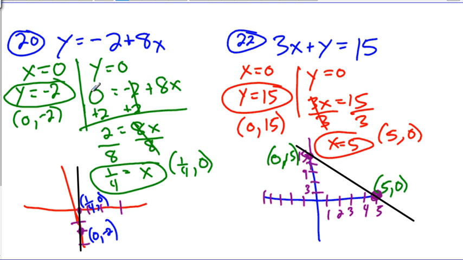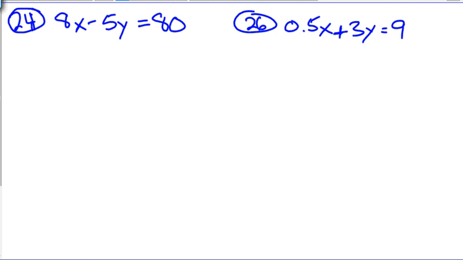Okay? Same process over and over again. Let x equal 0, let y equal 0. Solve for the other values. Label the x-intercept, which is where it crosses the x-axis, which is when y equals 0. Find the y-intercept, which is where it crosses the y-axis when x equals 0. Plot those 2 points, connect them. That's our line. Okay, and that's what we're doing over and over again.